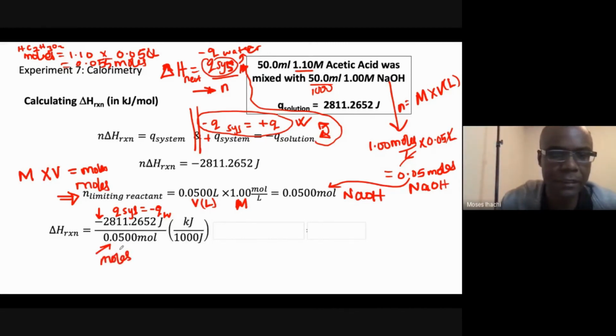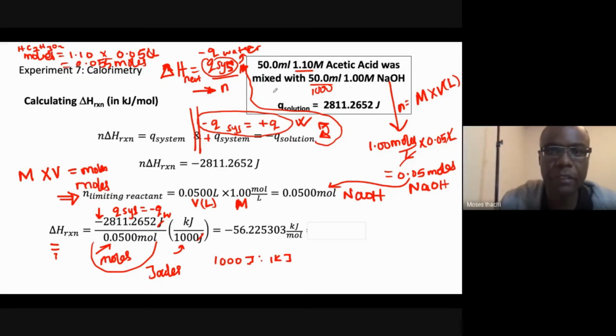Turns out that the answer should be in kilojoules. So if you do this first part here, the answer will be in joules. But usually to report enthalpy of neutralization or enthalpy of reaction, the answer should be in kilojoules. So in which case we divide by 1,000, because 1,000 joules makes 1 kilojoule. So we use that as a conversion factor here. You want the joules and joules to cancel. You'll be left with kilojoules per mole. And we have 3 significant figures in our question, so that should be translated to 3 sig figs.